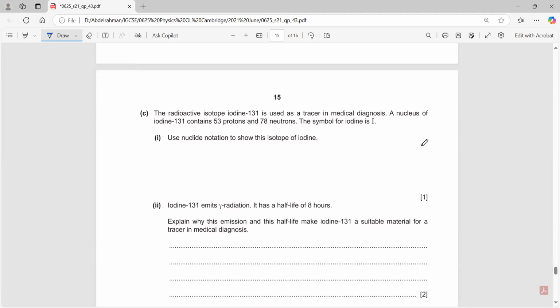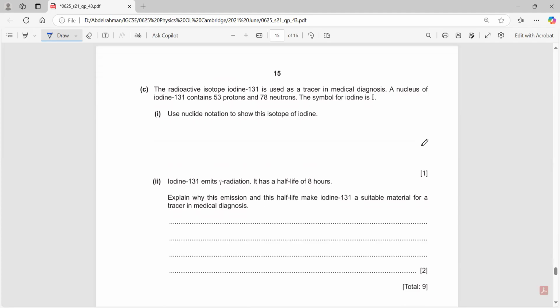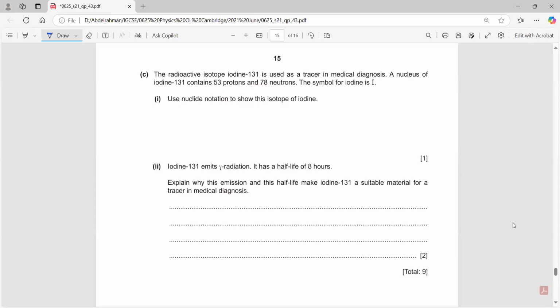Question C, radioactive isotope iodine-131. The nucleus of iodine contains 53 protons, 78 neutrons. I'll use the nuclide notation to show the isotope of iodine. Yes, I. And how many protons do we have? 53. So write down 53. And I'll just write down 131 on the top because this is the nucleon number. Or you can add 53 plus 78, which is again 131.